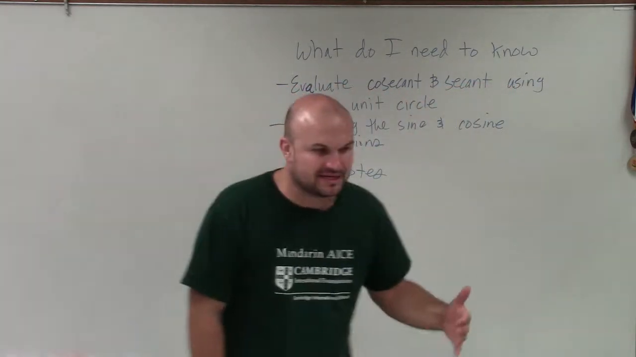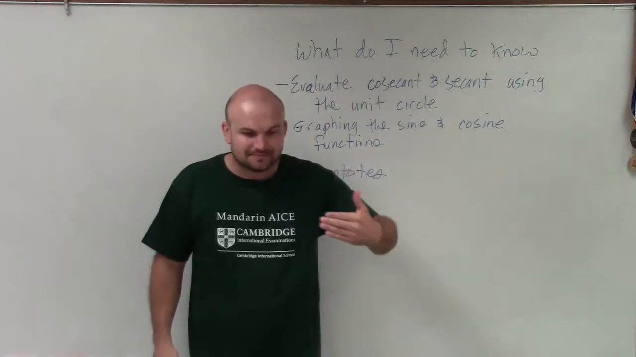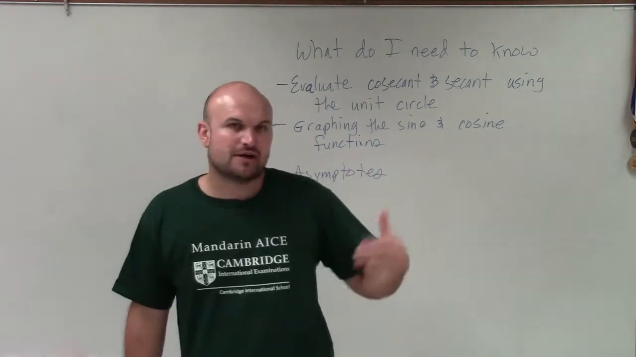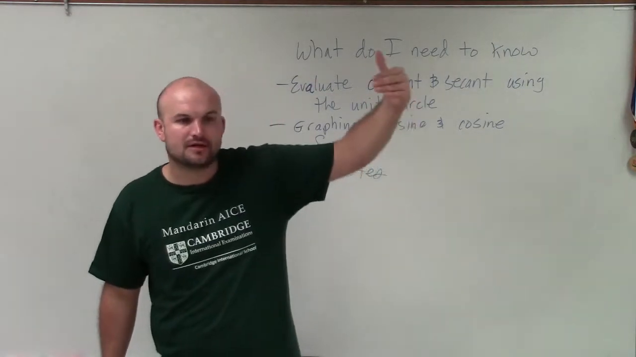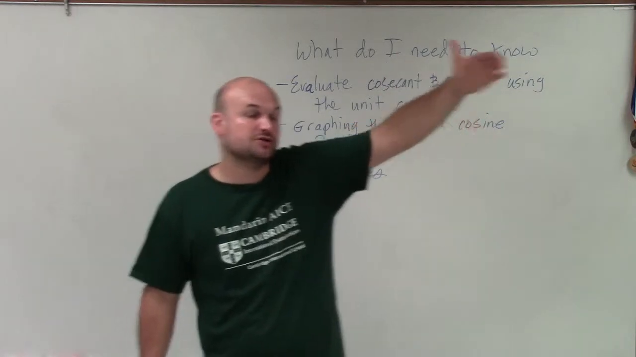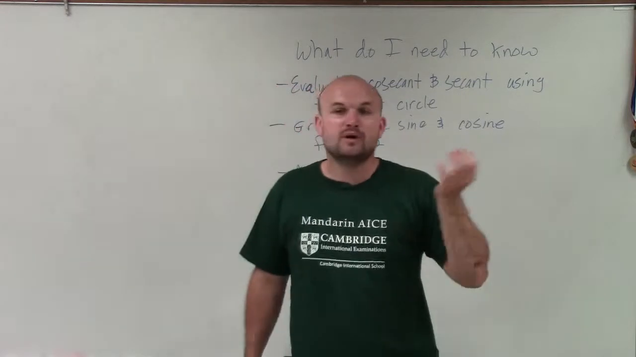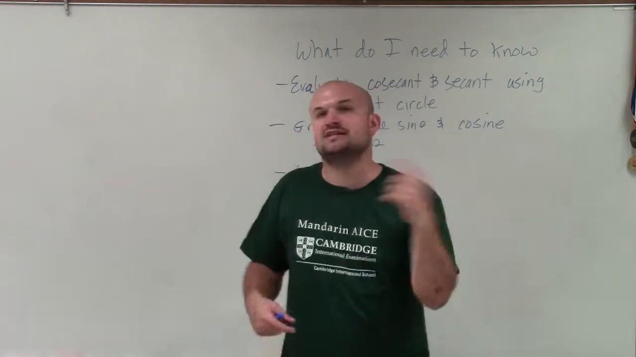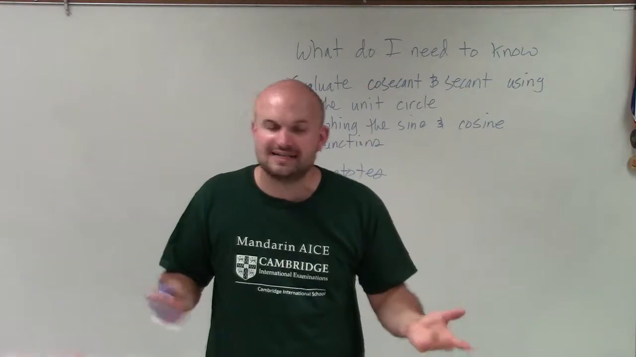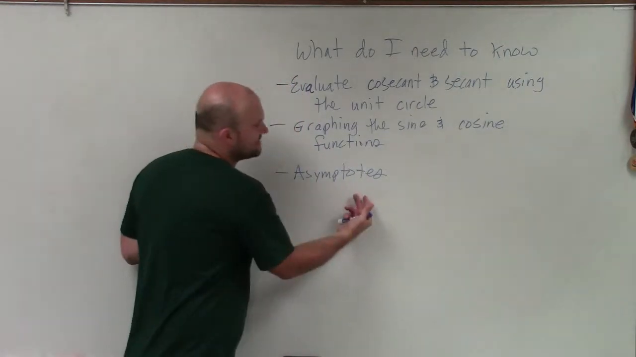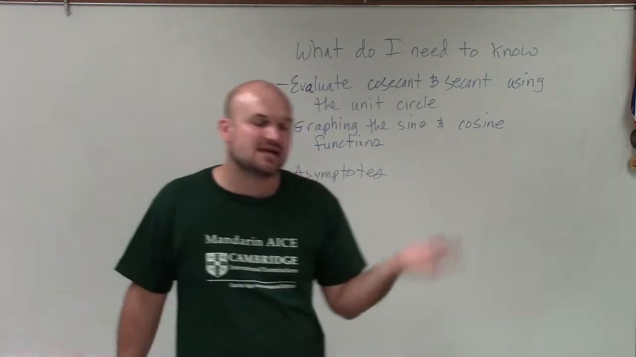And that's very important because, remember, when we evaluate sine, that was your y coordinate. Well, if you're going to use a reciprocal function, which would be cosecant, that's 1 over y. So if y is 0, then we know that the cosecant function is undefined. And that is going to create an asymptote. And that is true also for the cosine and secant.